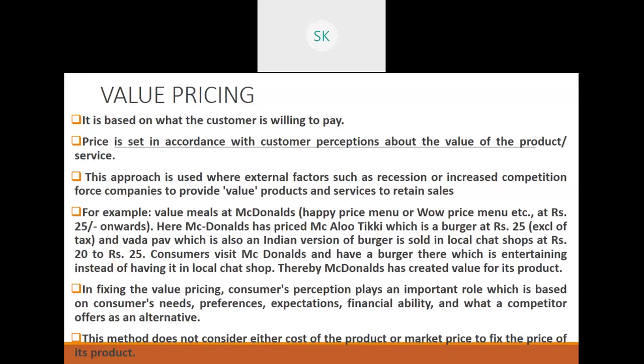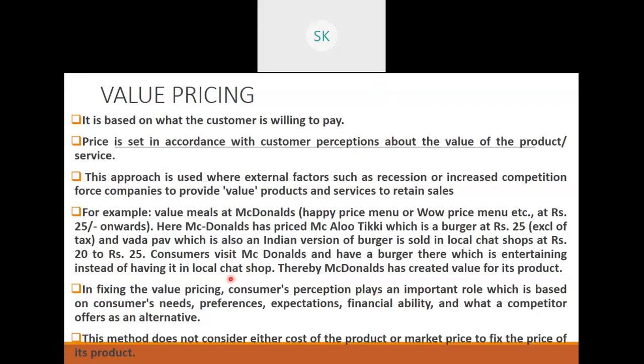Next, fixing the value pricing. In fixing the value pricing, the customer's perception plays an important role, which is based on the customer's needs, preferences, expectations, financial ability, and what a competitor offers. So this is again the same discussion of internal and external factors. Here again, it is the customer's perception, and how they are trying to see the product: is the product good, is the product bad, or can I afford the product.